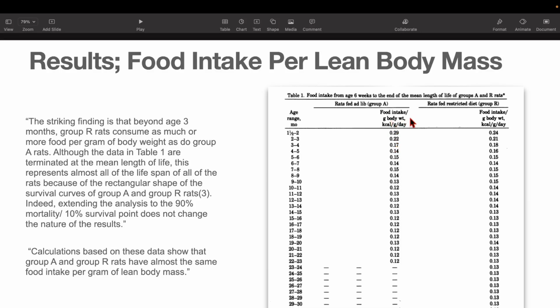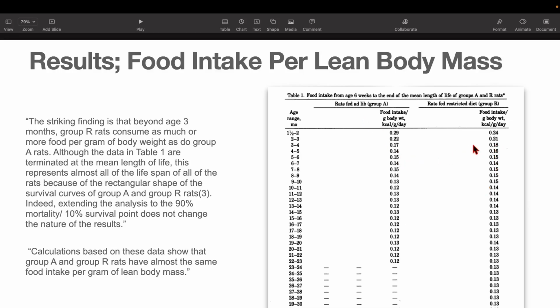And if you look here, they have food intake per gram of body weight in kilocalories per gram per day. And what you see is after this 3-month mark, so they start it here at 1.5 to 2 months, because the rats were allowed to eat as much as necessary up to 6 weeks, and then they were split into the two groups at the 6-week mark. In the first month initially, or first month and a half, the ad libitum rats actually ate more than the restricted rats, but about month 3 they started to equalize, and then about month 3 to 4 you see that the restricted rats are actually eating more food per gram of body weight than the rats fed ad libitum.